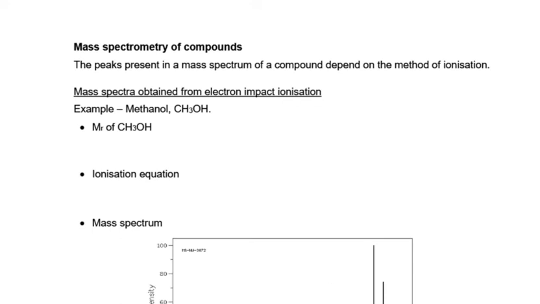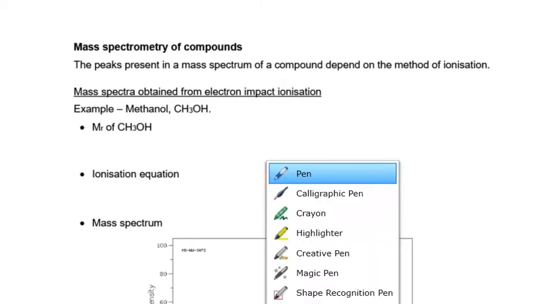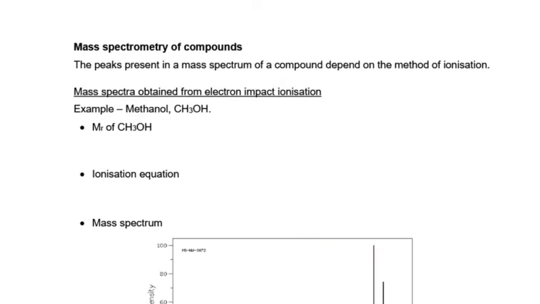In the last of these mass spectrometry videos, what we're going to do is take a look at the mass spectrum of compounds, and how that will appear will depend on the method of ionisation used. Elements that we've just been looking at are always done by electron impact, but compounds could be done by either. So we're going to look at electron impact first.